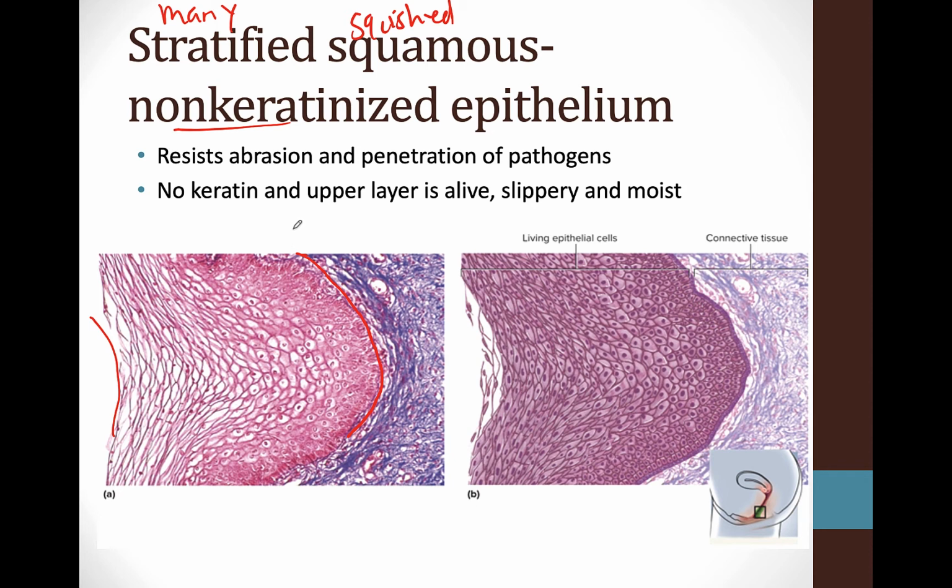So these are going to help, again, resist abrasion and penetration, but these are not going to prevent water loss. Non-keratinized stratified squamous epithelium is found in places like the tongue, the mouth, the esophagus, the anal canal, and the vaginal canal. These are places that are moist, but you also still want to prevent abrasions.